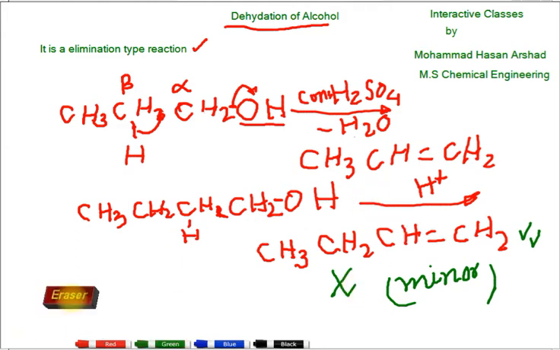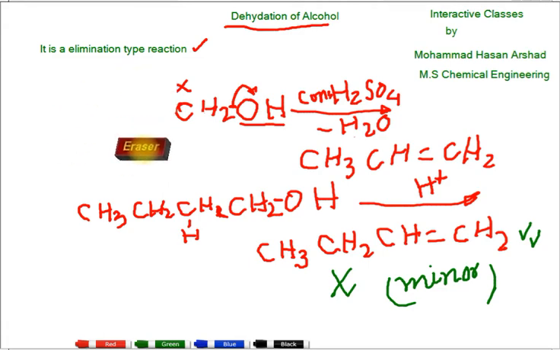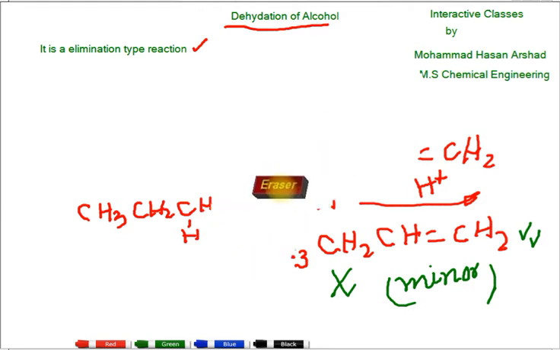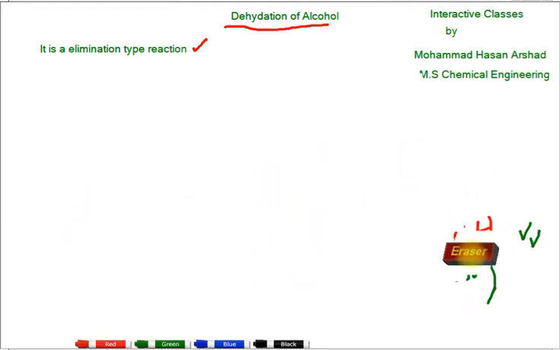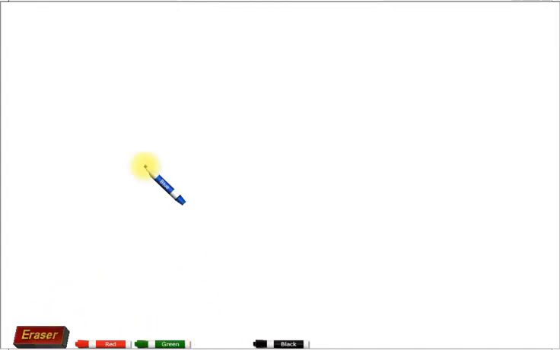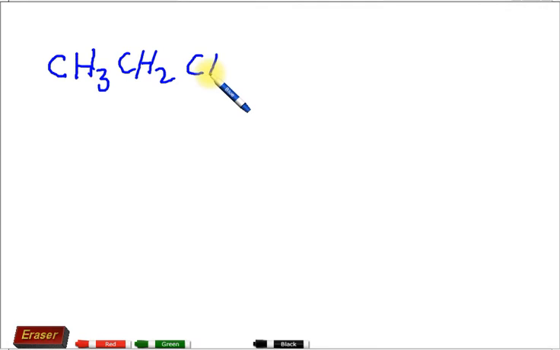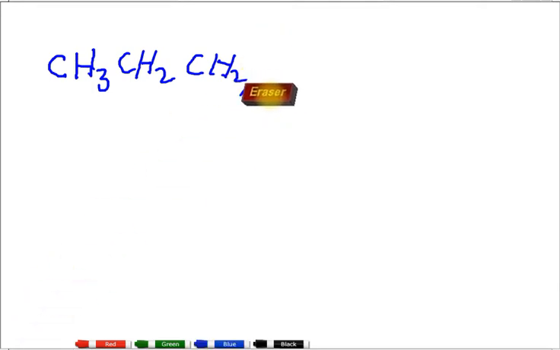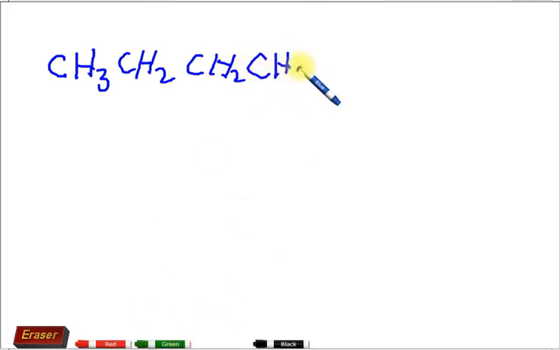That's why we need to know the mechanism of most reactions, to make sure we are able to make the correct product, and not be misled by famous concepts like beta elimination that don't always work. So now let's follow the basic concept step by step. CH3, CH2, CH2. One, two, three, four.